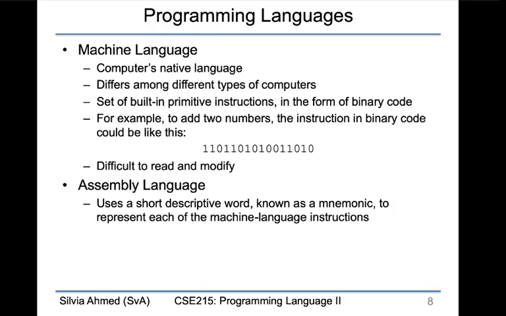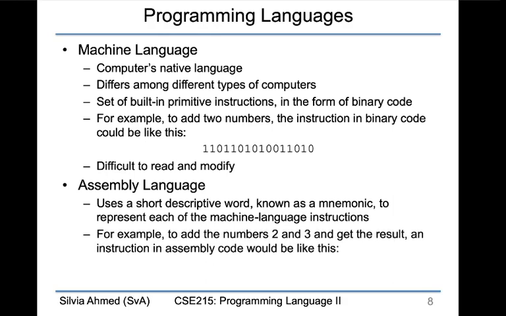In assembly language, they maintained a table where in one column they would write the words that we humans would understand, and in the other column they would write the zeros and ones code for each of those commands. For example, to add the two numbers 2 and 3 and get the result, an instruction in assembly code would be like add 2, 3, result.